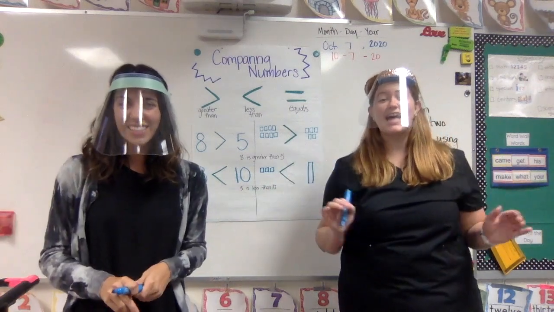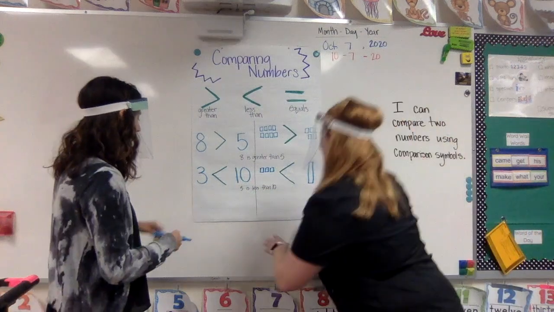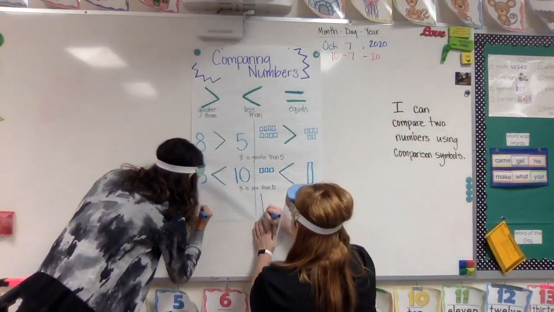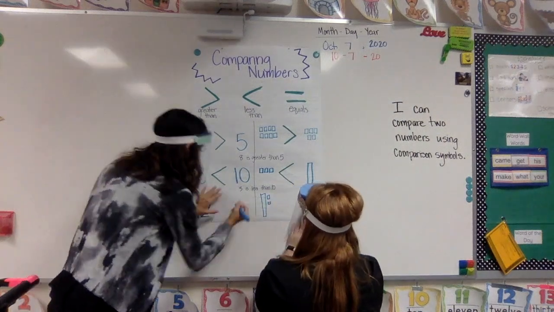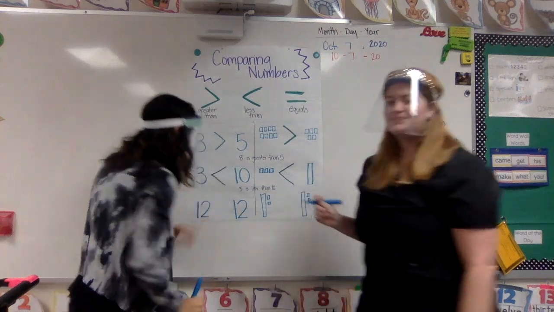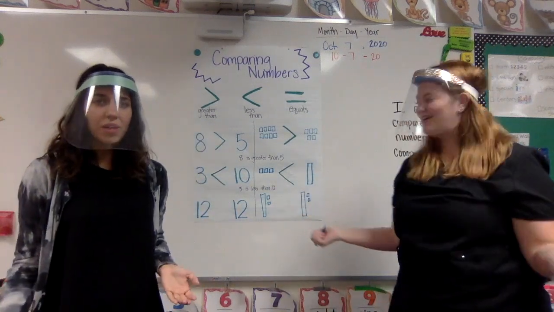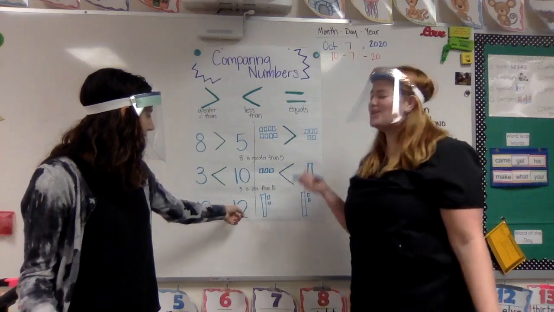Okay, here's the last one we're going to add to our anchor chart. Let's see if you can guess these numbers. I'm drawing the base 10 form. Miss Lestico is drawing the standard form, or writing the standard form. Miss Lime, it's the same number. That's right. I put 12 and 12.